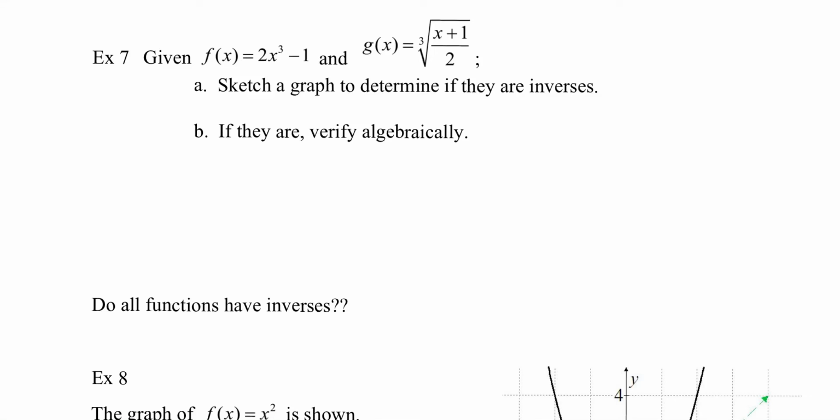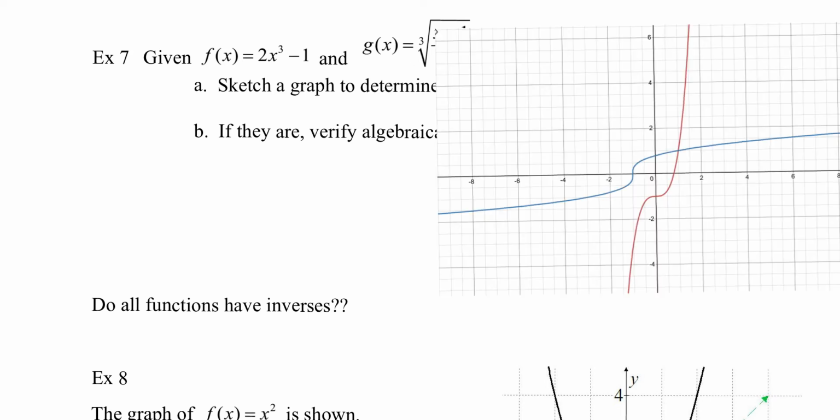Hello, this is Mr. Tomlinson, and we're going to make example 7 and example 8 again. First it says, given f of x is equal to 2x minus 1, and g of x is equal to the cube root of x plus 1 over 2, sketch the graph to determine if they're inverses, and if they are, or if they seem to be, let's verify it algebraically.